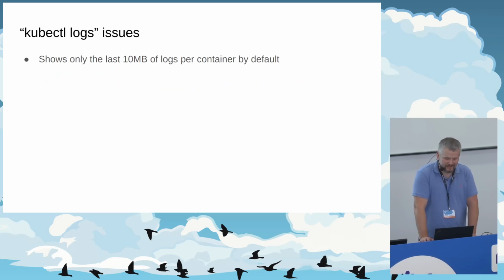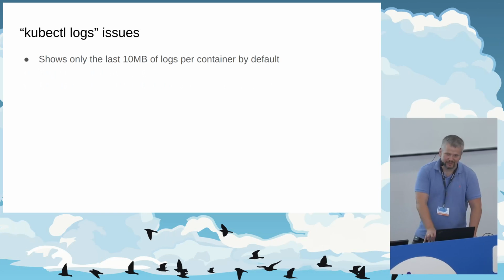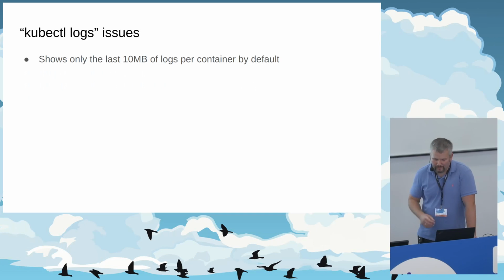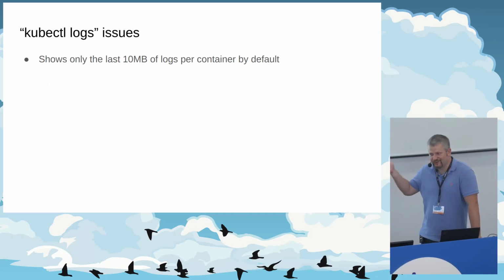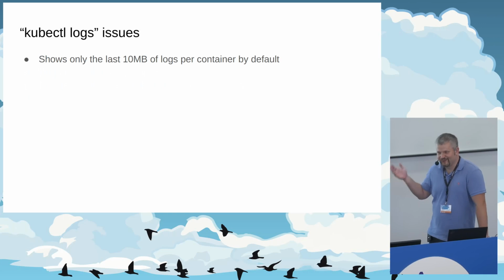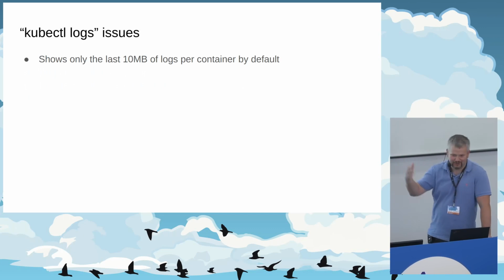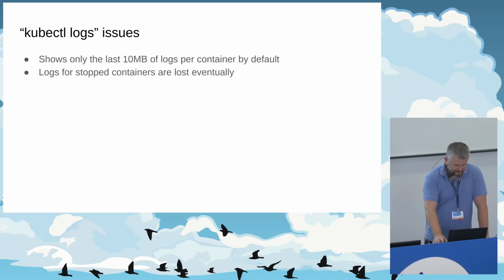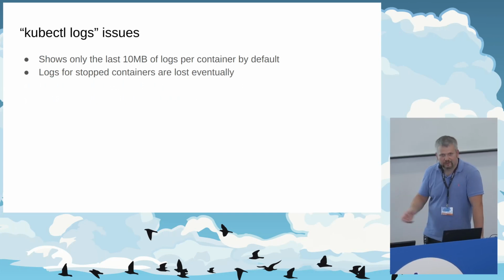But kubectl logs has some issues. The first issue is that it is limited by default to 10 megabytes of logs per each running container, as I already said before. Of course, you can increase this default limit, but in this case, you should know that it may increase disk space usage on your Kubernetes nodes. And logs for stopped containers are eventually dropped. This means that you cannot investigate logs for already stopped containers because they are lost.